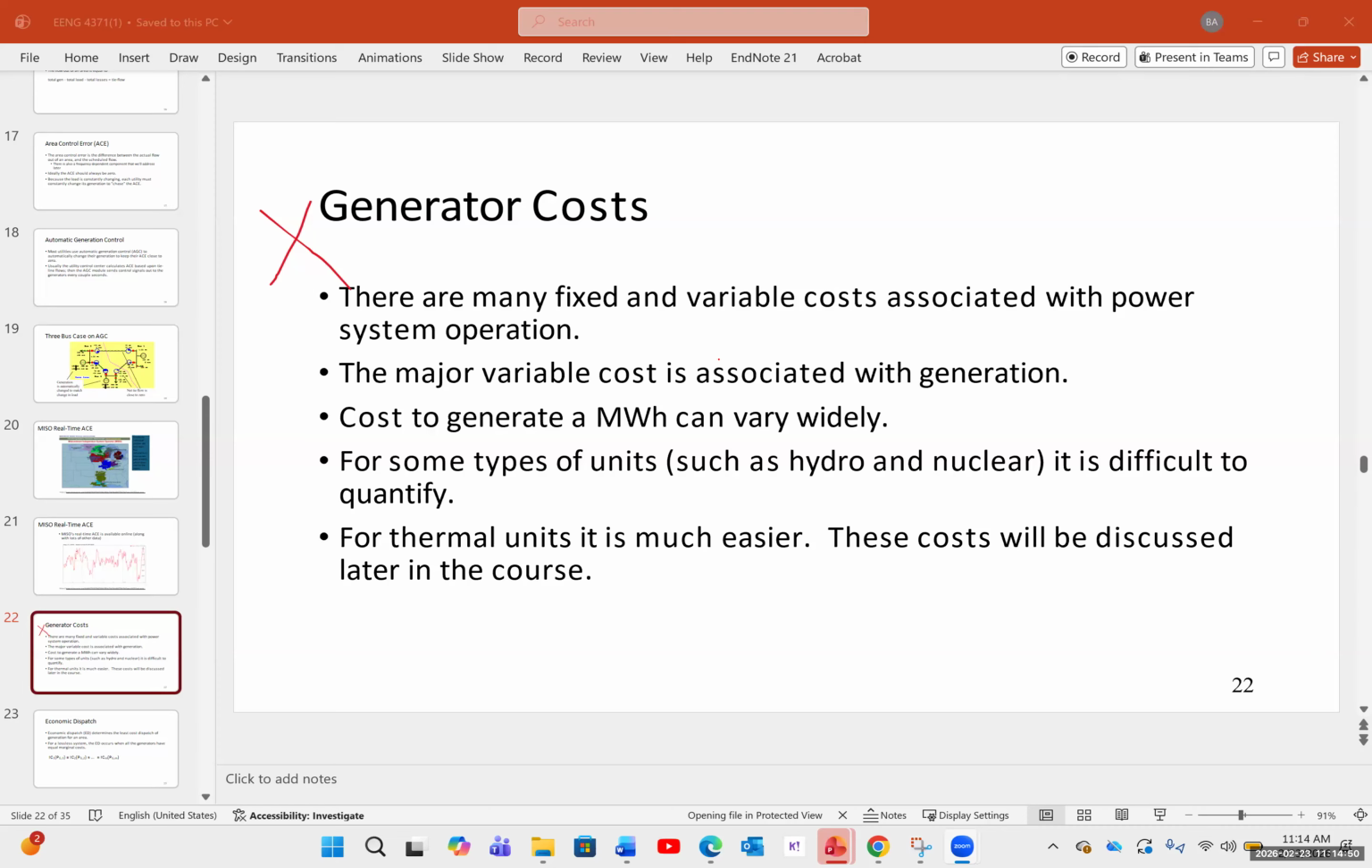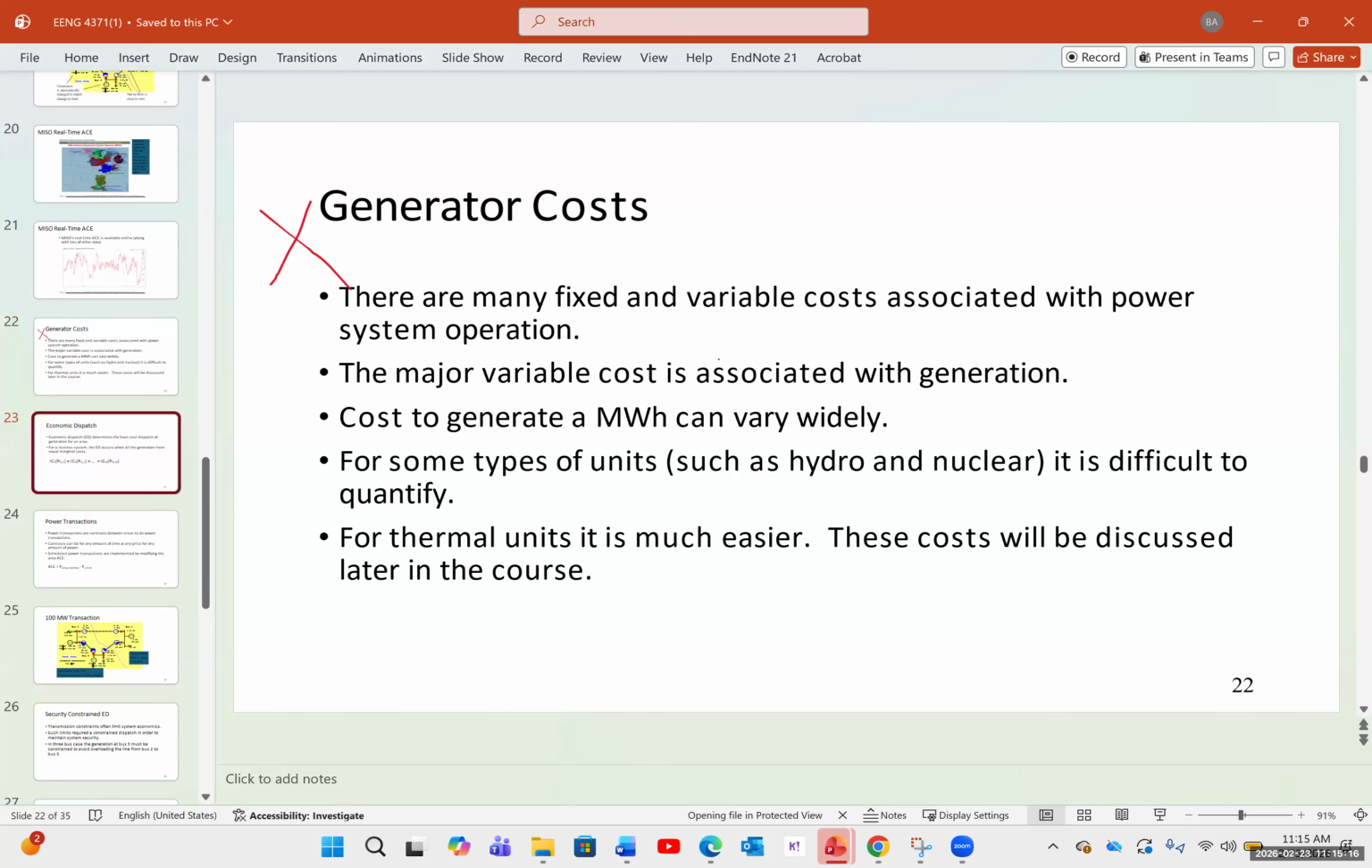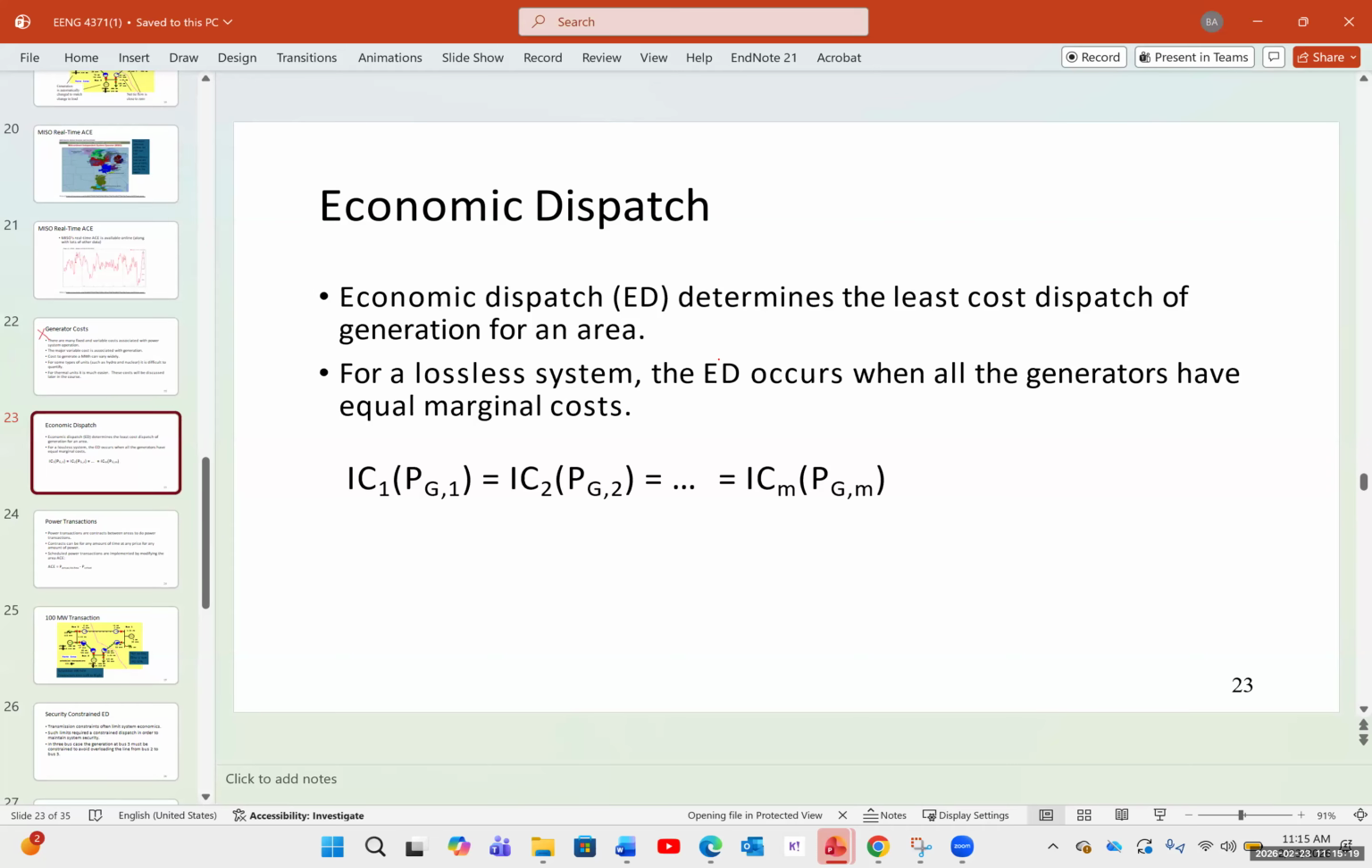For the reasons mentioned, some power plants like hydro and nuclear are very difficult to quantify because it takes a long time, and it's different from one region to another, depending on the policies and so on. For thermal units, it's much easier. You have the cost of fuel, the depreciation of equipment, and so on, and you can relatively easily find the cost. Now, economic dispatch determines the least cost dispatch of generation for an area.